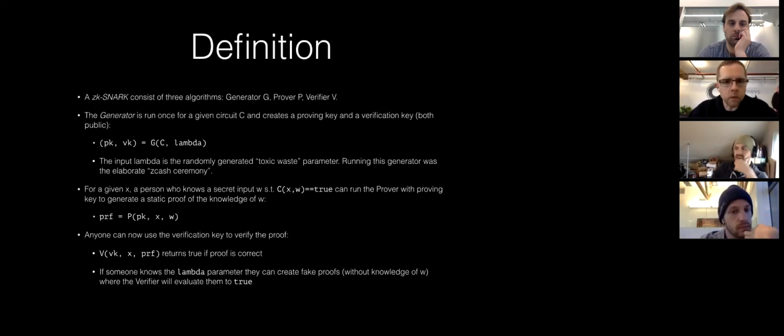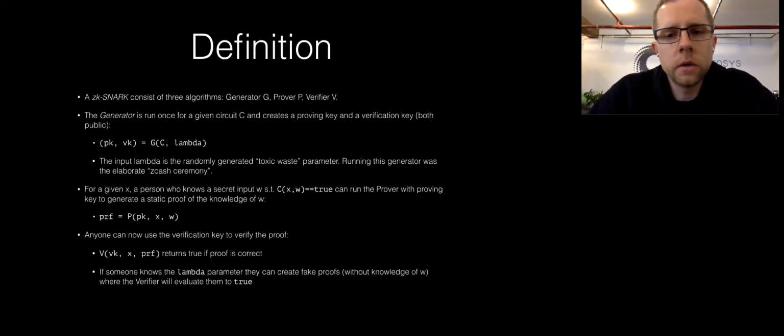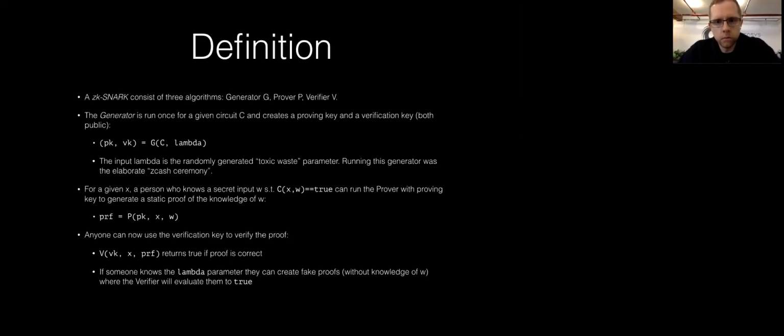Okay, so now if you are a person who knows the secret with these properties, so you know a secret such that this program is true, then you can run the prover, the proving algorithm, to generate a proof. We see that here, we call it PRF or whatever. And P takes as input the proving key. That basically says, okay, we're going to prove things about this particular program. X is the public input.